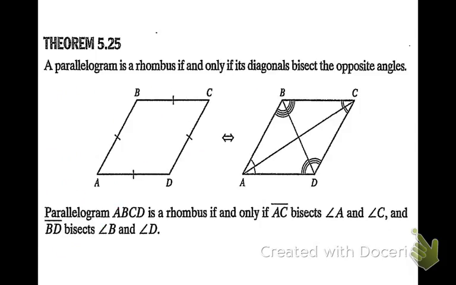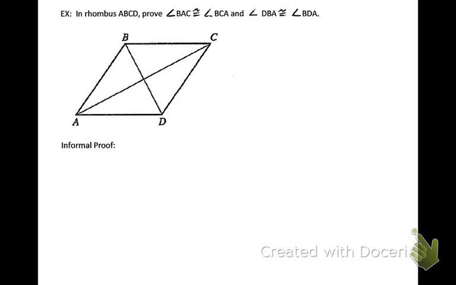Theorem: a parallelogram is a rhombus if and only if its diagonals bisect the opposite angles. So in this picture, parallelogram ABCD is a rhombus if and only if AC bisects angles A and C and BD bisects angles B and D. This is not true of all parallelograms, just for a rhombus. We're going to do an informal proof of that.